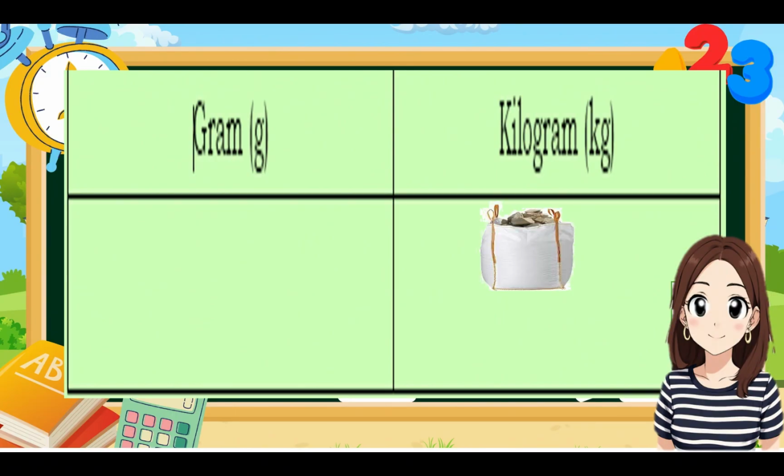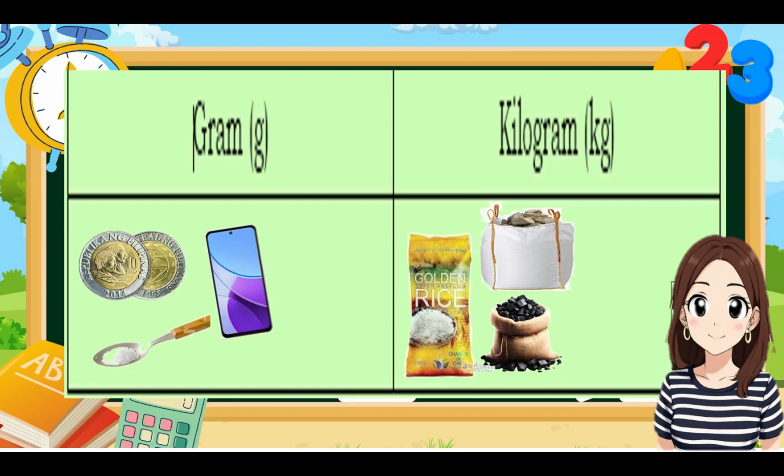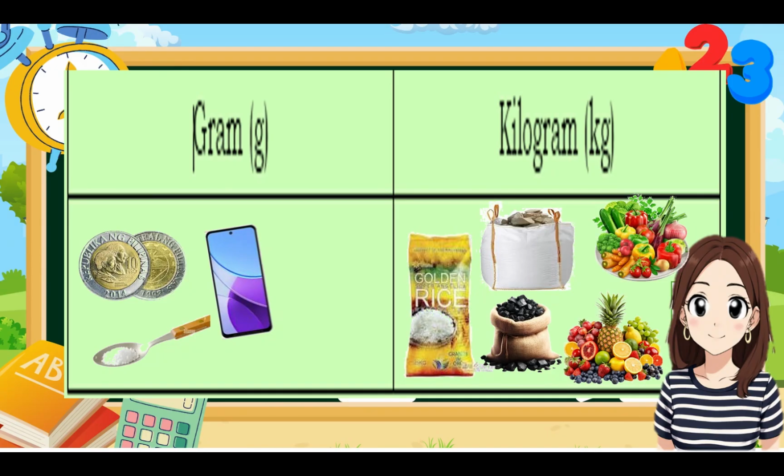A sack of gravel will be measured in kilogram. Smartphone in gram. Sack of rice in kilogram. Teaspoon of salt in gram. Coins in gram. Half sack of charcoal in kilogram. Bundle of fruits in kilogram. Bundles of vegetables in kilogram. Spoonful of sugar in gram. And a cup full of flour in gram.